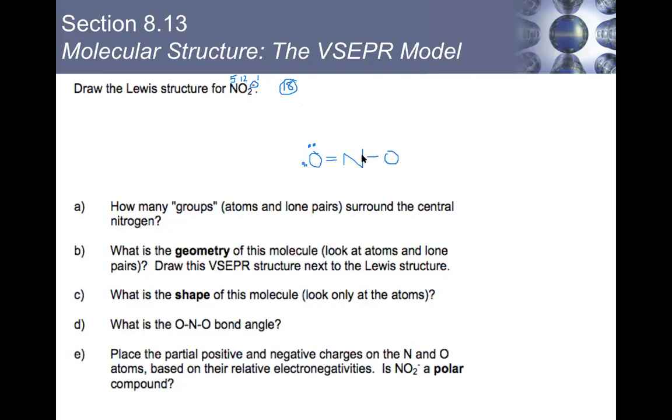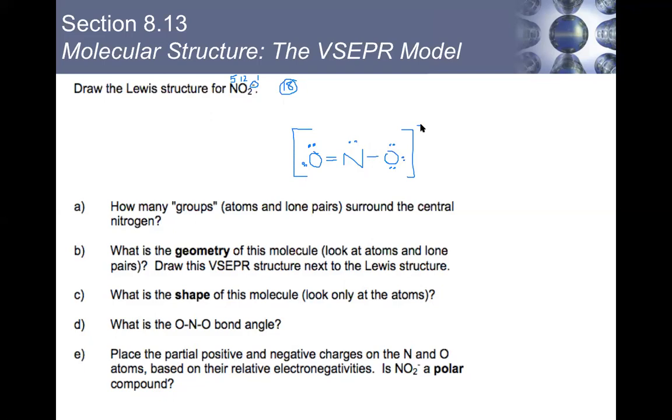So 2, 4, 6, 8, 2, 4, 6, 8, 2, 4, 8. So let's count our total electrons. Do we have 18? 2, 4, 6, 8, 10, 12, 14, 16, 18. Is this an acceptable Lewis structure for NO2 minus? Yeah. We need the bracket with the minus.